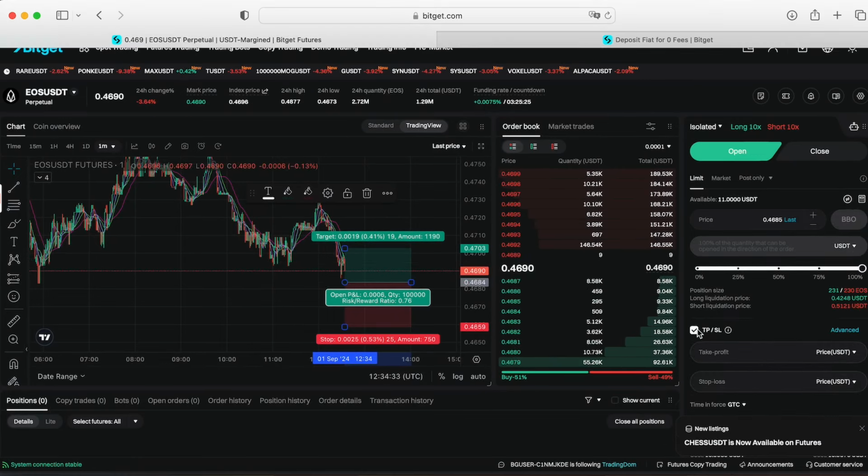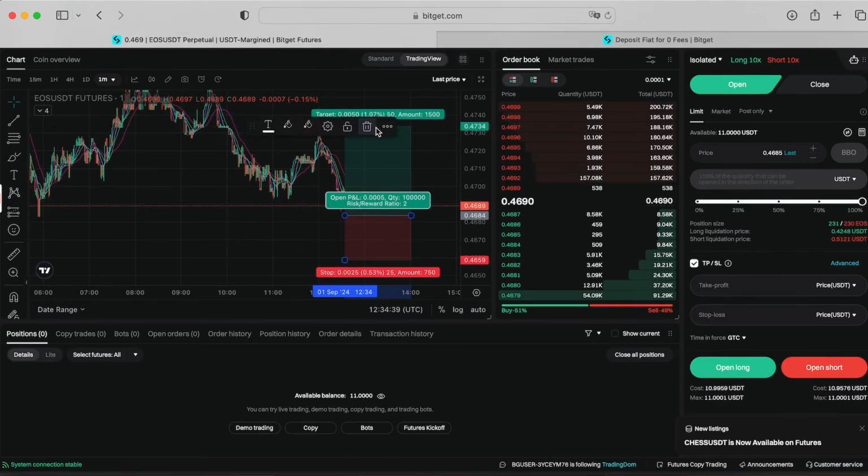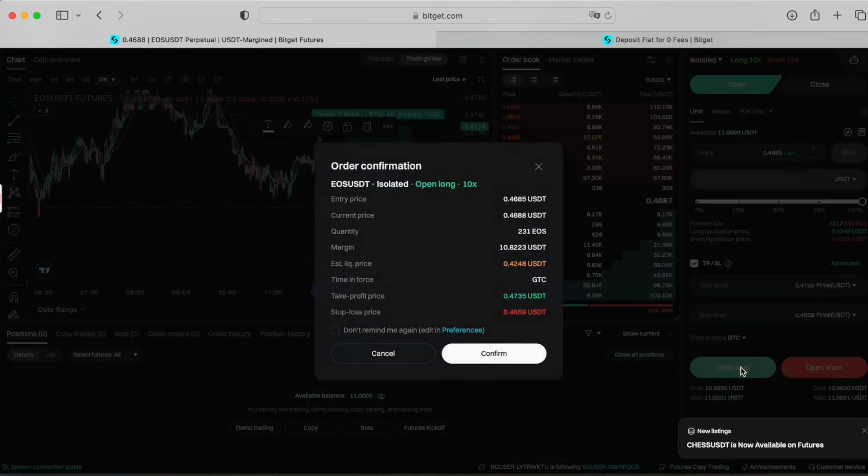We copy it here to activate take profit and stop loss. So my take profit, I want to see around here, 47.35, 0.4735, and stop loss will be here 46.59, 0.4659. I press open long.